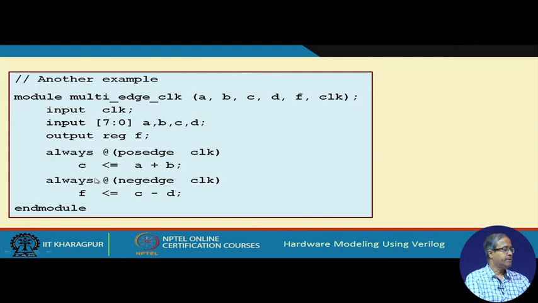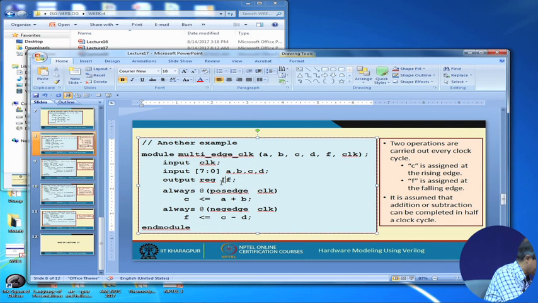So, here you see at the positive edge you are doing a plus b is assigning to c. So, whatever value was there in c that gets modified, and at the negative edge of the clock you are using that value of c, subtracting with d, and you are storing it into another value f, right. So, in this, this f will also be a vector, like this.